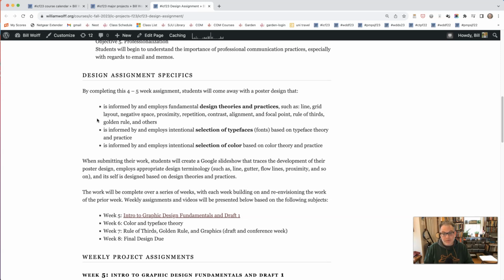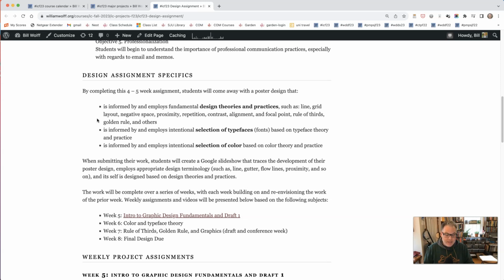It's going to be informed by and employ intentional selection of typefaces based on typeface theory, and we're going to be reading about that. It's fascinating stuff. I love it. And then it's also going to be informed by and employ intentional selection of color based on color theory and practice.